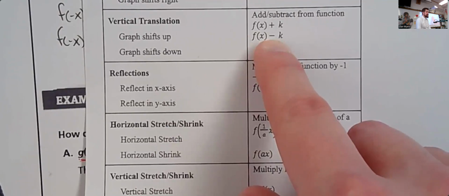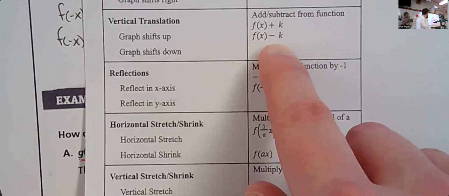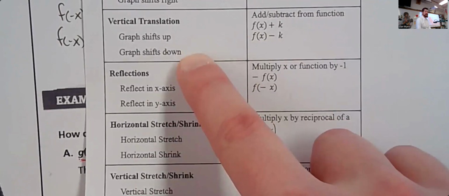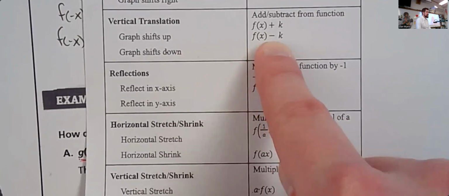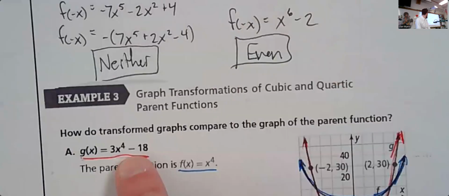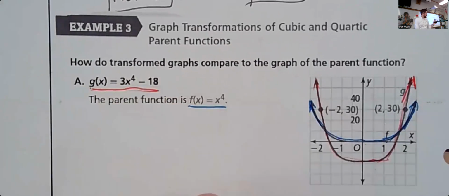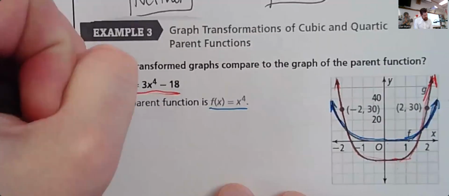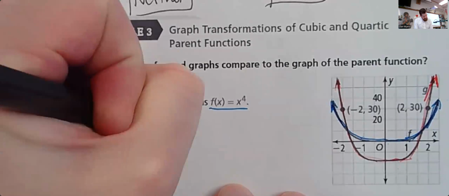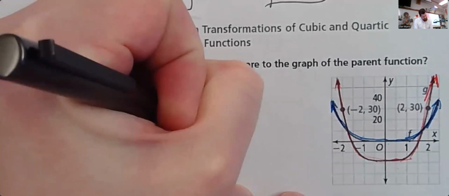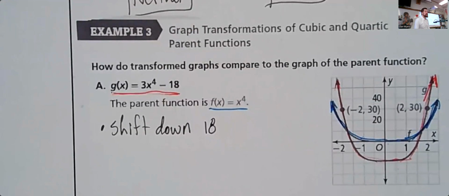In fact, this paper here says, if you subtract something from the y values outside of the parentheses, that shifts the graph down however far it says. So minus 18 moves the graph down 18. So write this, shift down 18. This is stuff we did back in chapter 1. We're shifting it down 18.